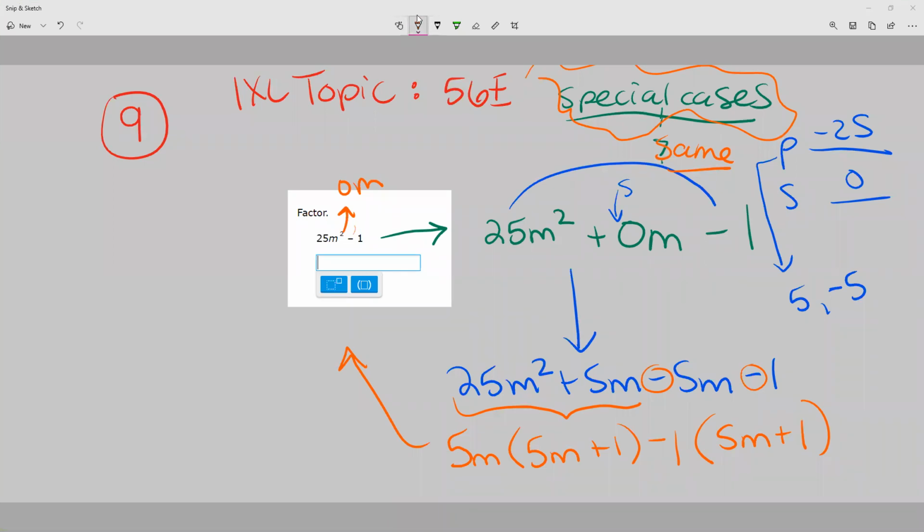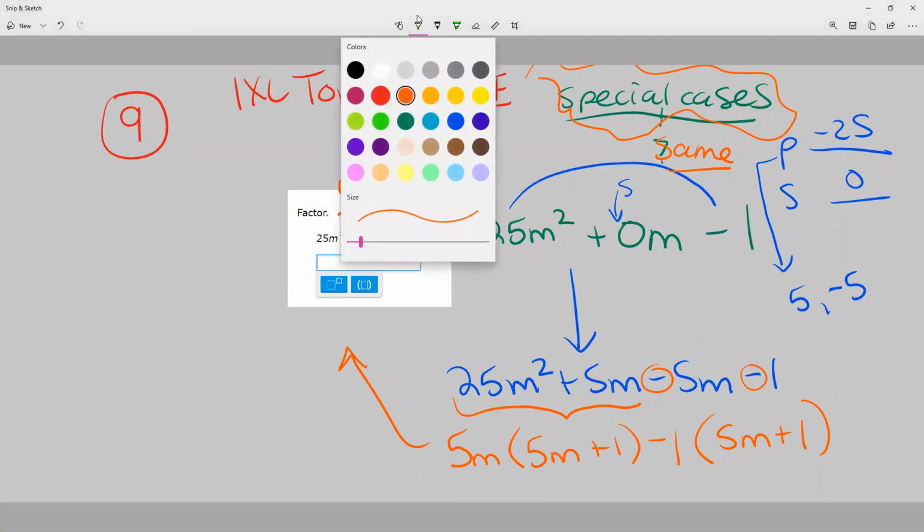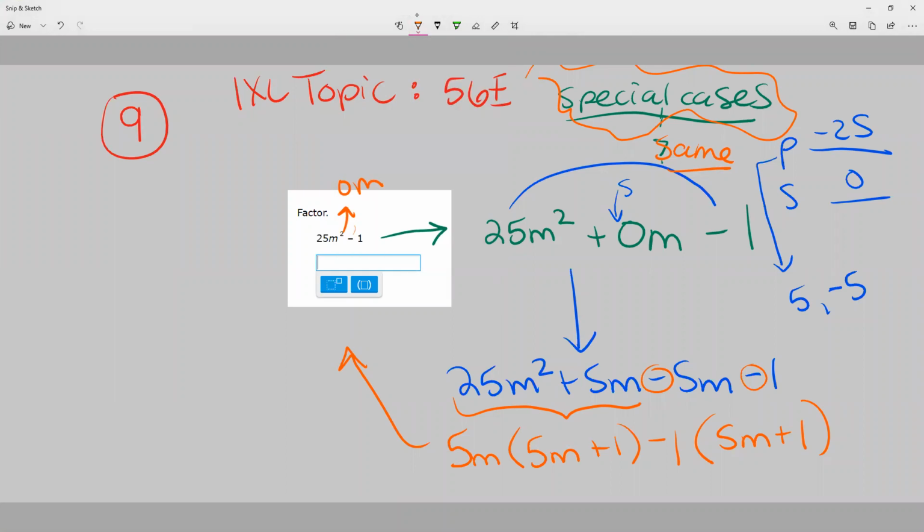Okay, I went back to 9 because I wanted to rewrite this answer because we didn't finish it, and that way I can point out what I messed up on the other one. If you look at the way the answer would be here, it would be 5m plus 1 and then 5m minus 1. So you'll see that these are related, right? Because this 25 is where the 5 comes from. It's the square root of those. The square root of 25m squared is really 5m, and then the square root of 1 is 1 and 1.